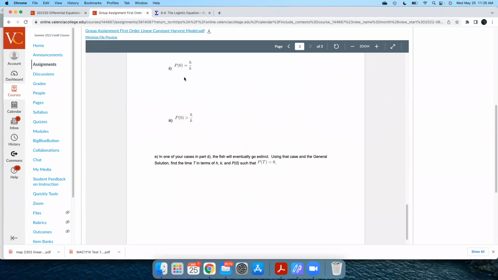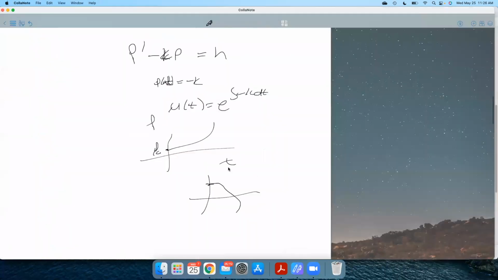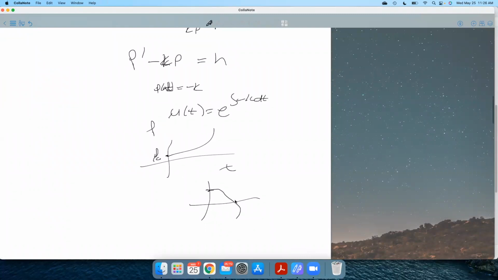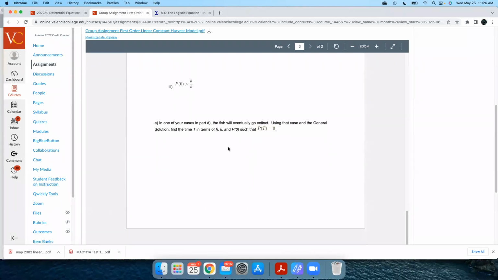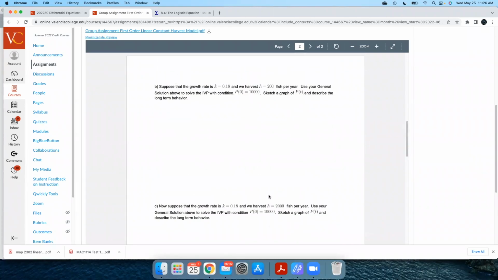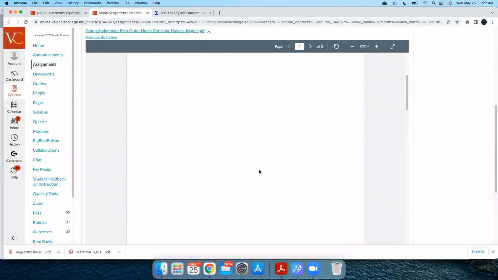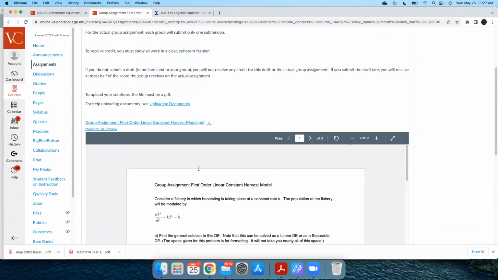Then in one of those, like I already kind of told you, you're eventually going to die off. I want you to find that time right there where you die off. So you're solving for when P of t equals 0. In terms of these other variables, you're not going to get a number, you get an expression. Okay, so it takes a little bit of time. It might take you 15 or 20 minutes to do the entire problem.